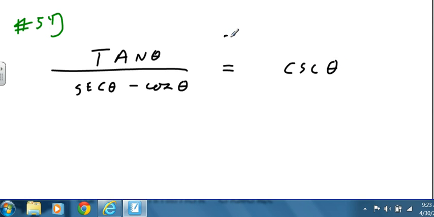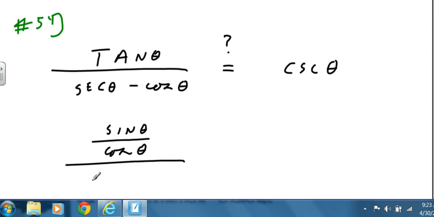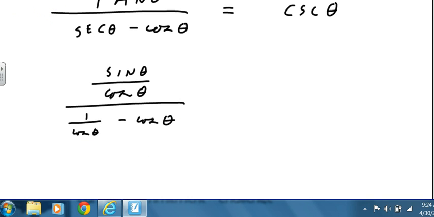That's what I want. All right, so I'm going to change everything on the left-hand side to sines and cosines. I got sine over cosine divided by 1 over cosine minus cosine. Okay, well, that is interesting. Okay, I'm going to multiply top and bottom by cosine.